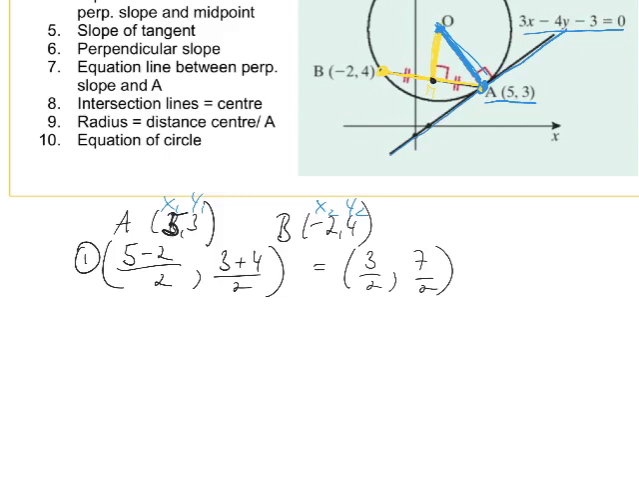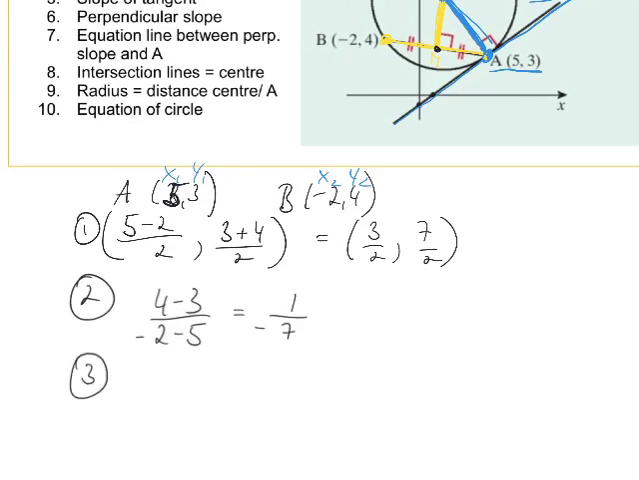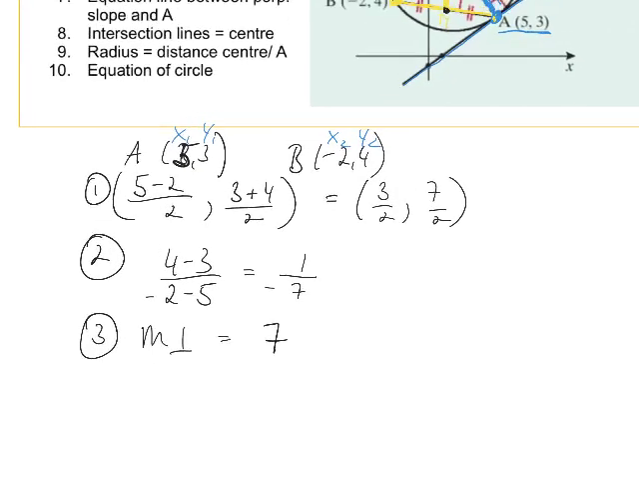Next step is the slope. We find the slope between A and B. So we go 4 minus 3 over -2 minus 5. 4 minus 3 is 1, -2 minus 5 is -7. So the slope of the yellow line is 1 over -7. And the perpendicular slope would be 7. So we flip it and we change the sign.